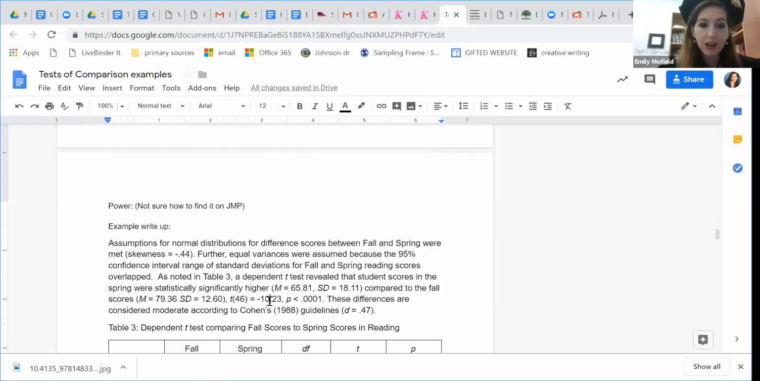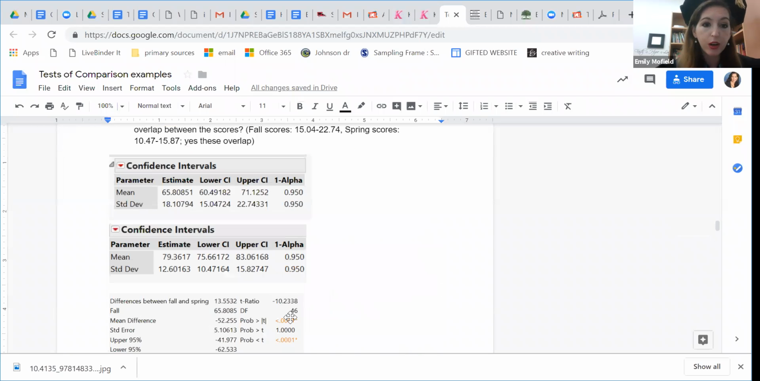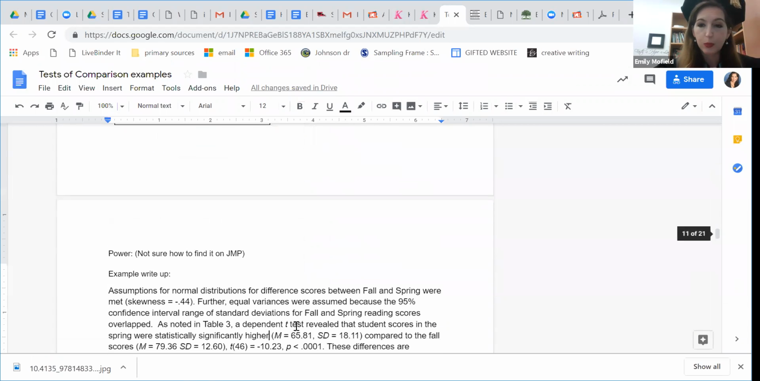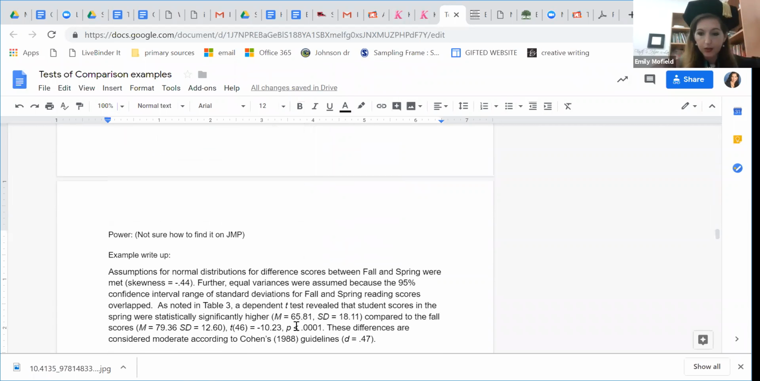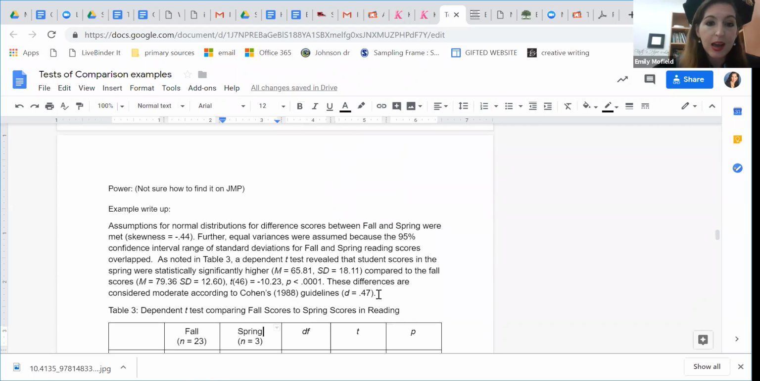This was my t-value, negative 0.23. Remember, that comes right from this right here. That's where I'm getting these numbers from, and this is where I'm getting my p-value. All right, so I'm looking at the t with the lines. And then I have that these differences are considered moderate. These are pretty decent differences here, so report that.